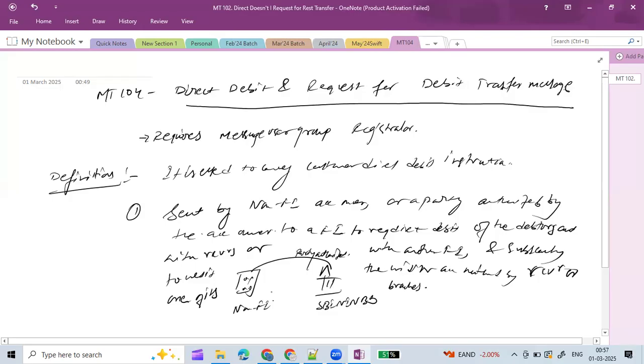So to summarize, basically it can be sent by a non-financial institution account owner or a party authorized by the account owner to a financial institution to request direct debit of the debtor's account with the receiver or with another financial institution, and subsequently to credit the creditor's account maintained by the receiver or one of its branches.